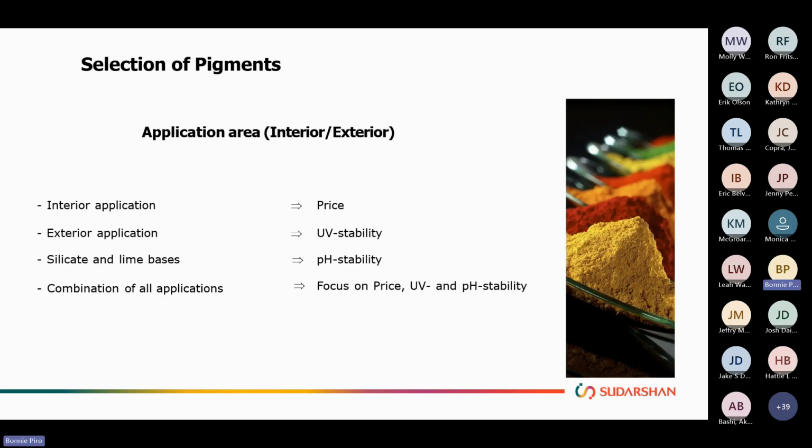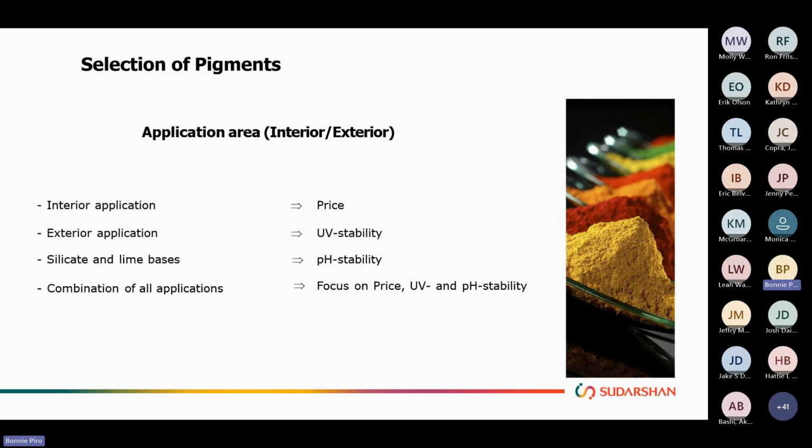Selection of the pigments is not new, but also has to be considered depending on your application intent. Is it going to be interior or exterior? For interior, of course, price really is the key here, because a lot of the pigments will fit in this area, so you want to get the most value out of your formulation as possible. If it's going to be an exterior application, that's where the higher performance pigments come into play for the additional UV stability that's required.